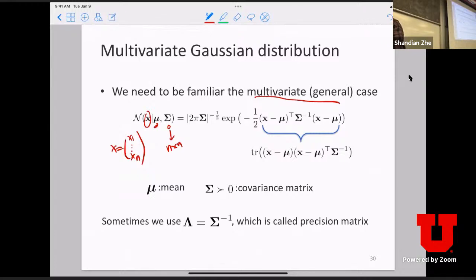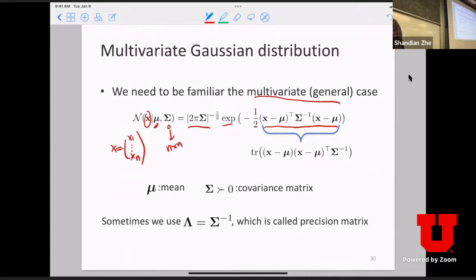So the form of the probability density is as follows. You multiply 2 pi sigma, where sigma is the covariance, you take the determinant of this matrix and take the power of minus half. Then you multiply this exponential term, and now the power is a quadratic term: x minus mu transpose, sigma inverse, x minus mu.